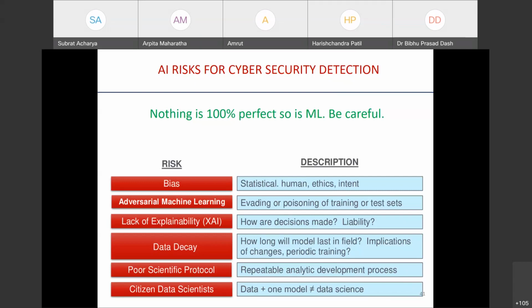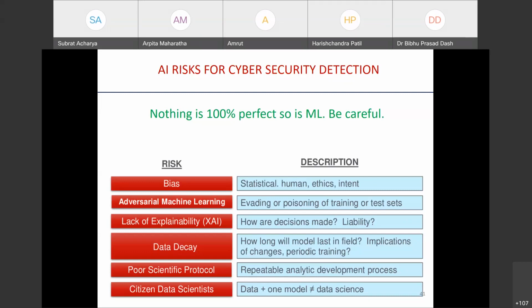Then, the repeatable analytic development process. That means, for the analytical model we are building, is there a proper repeatable development process available, and are there any process or protocol errors? That is also one risk factor for our activities. And again, the data and model, when they combine together, what is the output?